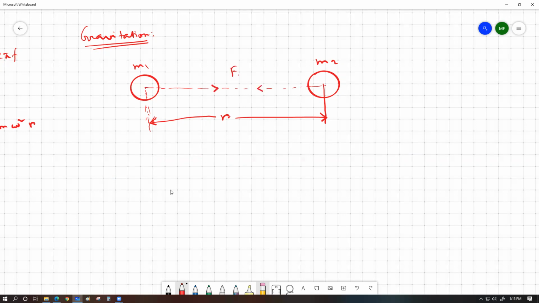And let's say that force is given as Fg. In this case, I'm writing this G to represent gravitation. So Fg is the gravitational force which is going to be pulling these two objects towards each other.